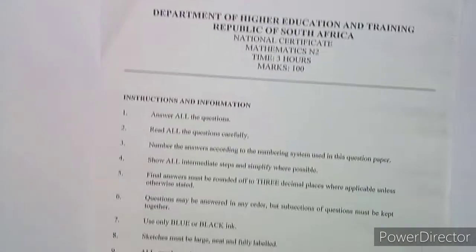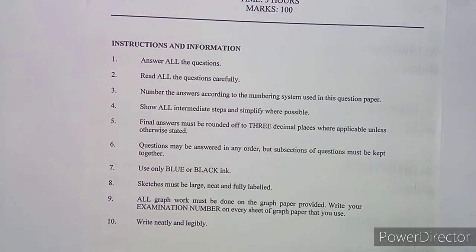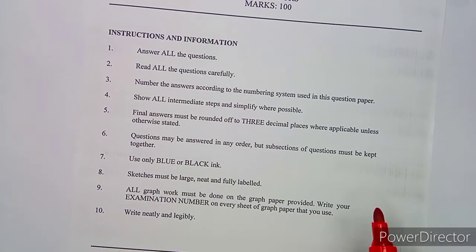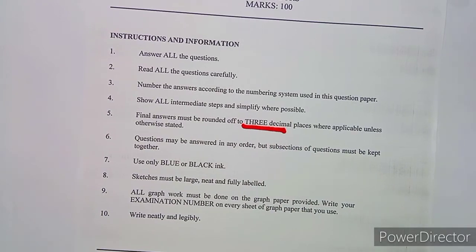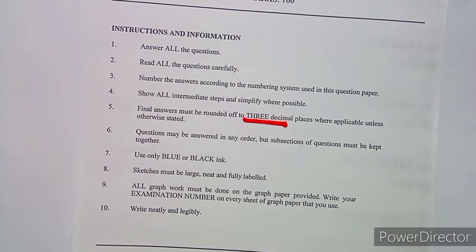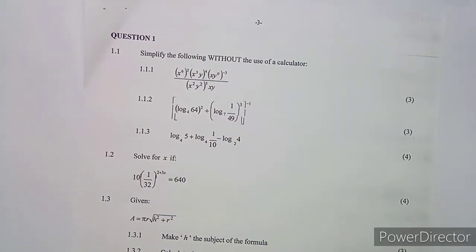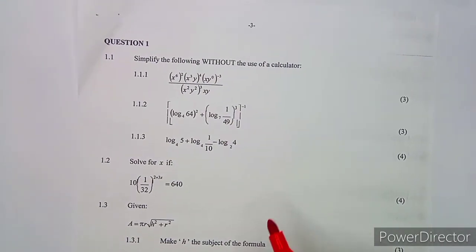As we know, the instructions and the information will be clear. Your numbering system and your final answers to 3 decimal places, and also make sure that whenever you are writing, you present your work nicely and clearly. Each and every step that you take should be clear. All right, so let's just see what you're given on the first question.